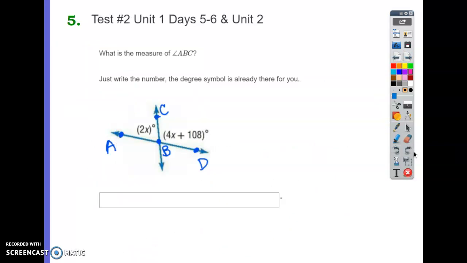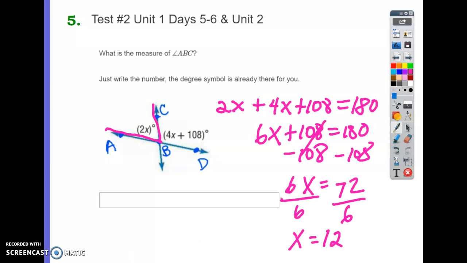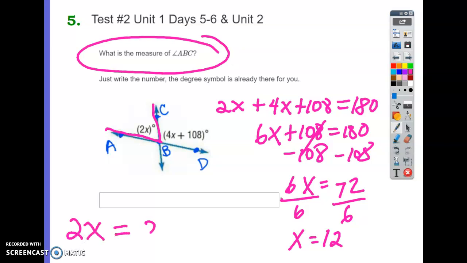What is the measure of angle ABC? Okay, ABC is right here. Well, we know that angle ABC plus 4x plus 108 should add up to a straight line, which is 180 degrees. So I'll go ahead and solve for x. You get x is 12. Now the answer is not 12 because they're asking for the measure of angle ABC. The measure of angle ABC is 2x degrees, and we know our x is now 12. So 2 times 12 is 24. So the answer is 24.